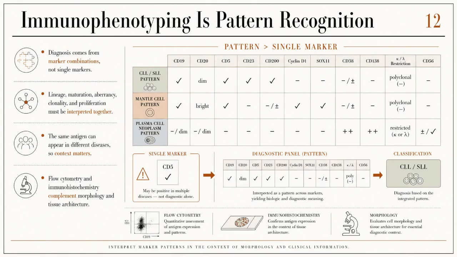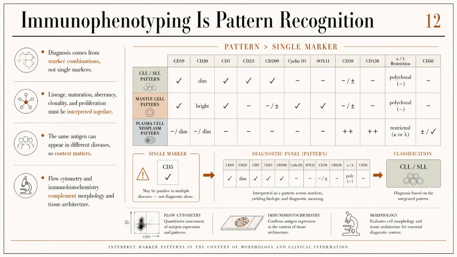Aberrant antigen expression is another critical clue. Loss of pan-T cell markers or unexpected co-expression of antigens can signal malignancy and assist in subclassifying lymphomas. For instance, a T-cell lymphoma might lose CD7 expression or aberrantly express CD56, findings that are subtle but diagnostically significant. Recognizing these aberrancies requires a comprehensive panel and careful correlation with morphology and clinical data.